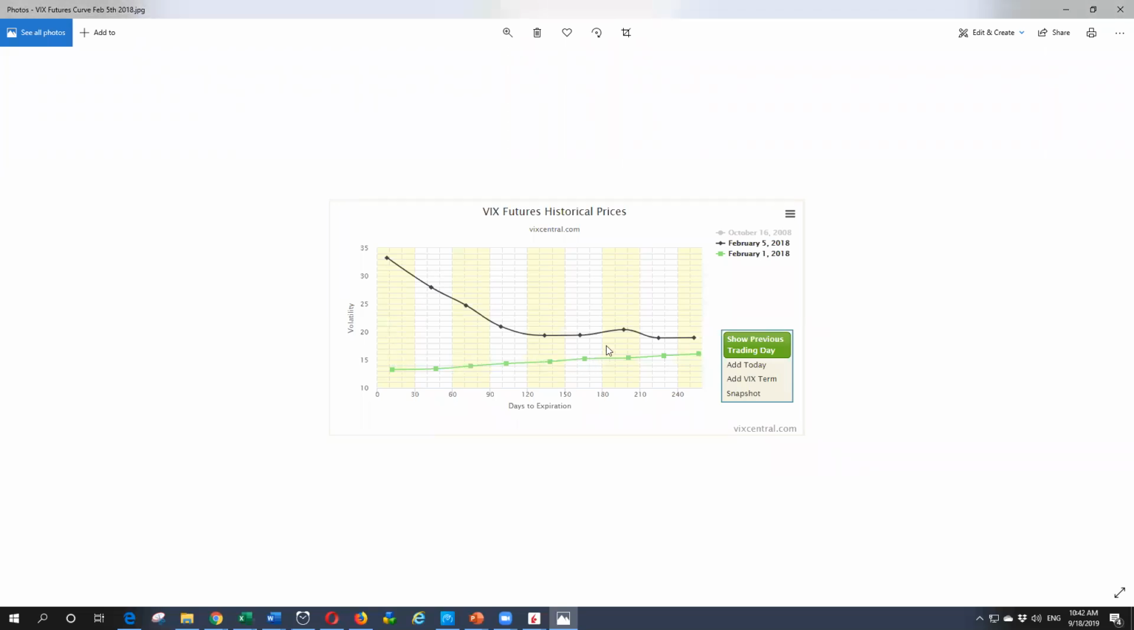Whereas, you know, where I'm trading 120, 150, 180 days out, the spike wasn't nearly as big. We've gone from say 15 to 20. Here we've gone from 13 to 33. You know, what's that in percentage? A couple 100%. Whereas here we've gone from 15 to 20. So what, 25% is it? Something like that.